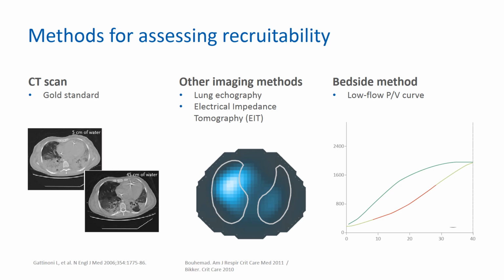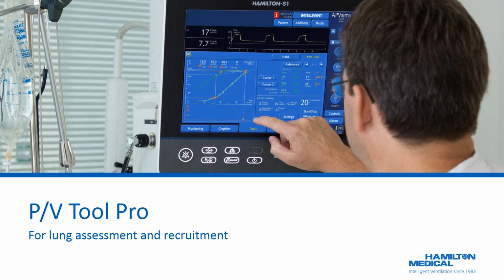Lung echography and electrical impedance tomography can potentially be used to assess recruitability. However, these methods are not employed outside of research. The easiest bedside method is to perform a low flow pressure volume curve. We will now discuss the utilization of the PV Tool Pro option.